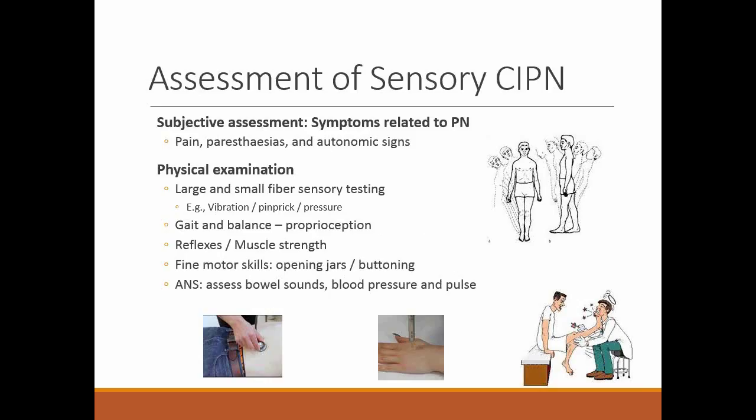So to assess, we first of all have the subjective: the pain, the paresthesias, and the autonomic signs. So ask about them, constipation being one of them, early satiety, dizziness, arrhythmias due to altered heart rate and blood pressure. Physical examination, if you've got the equipment: large and small fibre sensory testing, gait and balance, something like Romberg's works really well with this. Muscle strength and reflexes can all be done very quickly and very easily. Fine motor skills, and don't forget, objectively to assess bowel sounds, blood pressure and pulse.